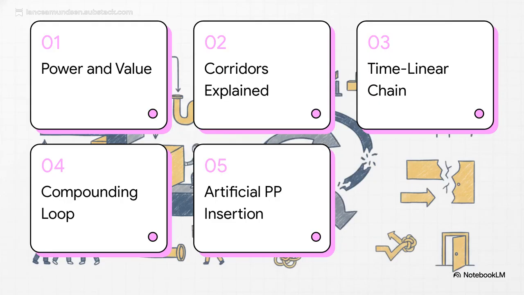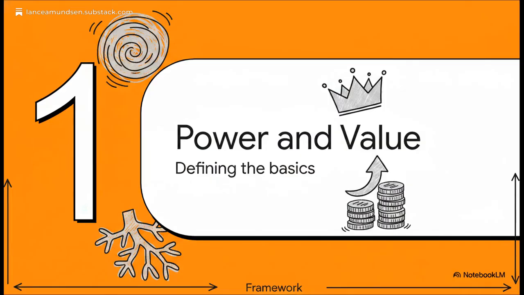We'll start by defining power and value. Then we'll explain interaction corridors. After that, we'll map out the time linear chain, look at the compounding loop, and finally wrap up with artificial PP insertion. All right, part one, defining power and value.